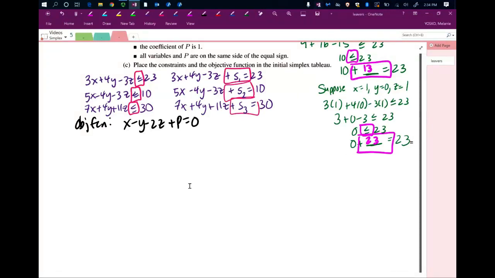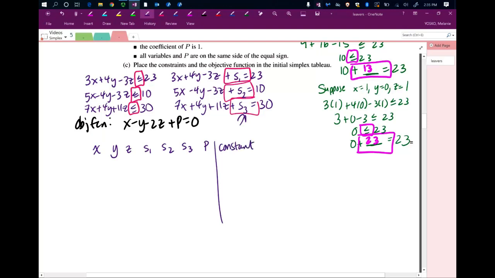But remember, we also introduced some more variables. We have the slack variables, so we have to make sure we have columns for them. So we have an X column, a Y column, a Z column. We'll have an S1, an S2, an S3 column. Those are new. That's from these guys. Okay, and a P column. And then we will have our constant column.